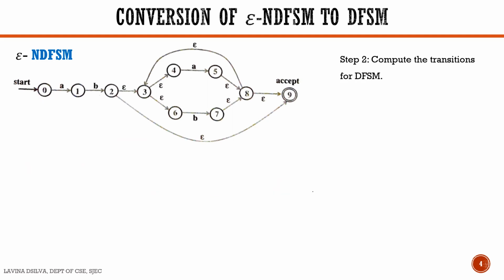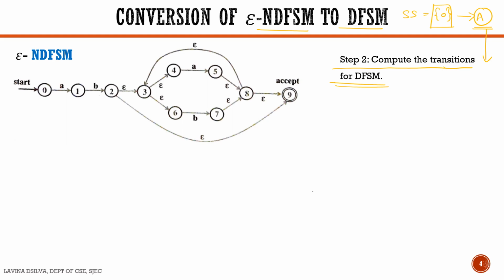The second step in the ε-NDFSM to DFSM conversion is to compute the transitions for the DFSM. We already saw that the start state for DFSM is state 0, and we call this state 0 as state A. So from this state A, we will continue to compute all the other transitions.